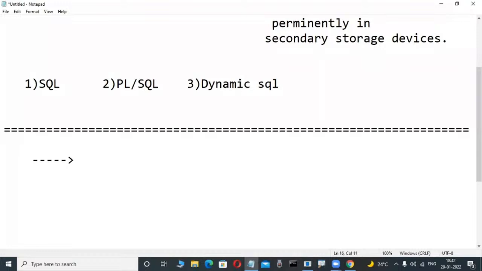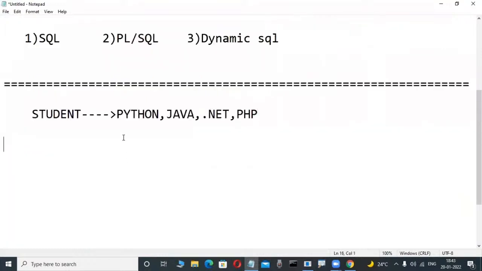First, from the student point of view, many students are learning front-end courses. Nowadays Python, Java, .NET, ASP.NET, PHP, these types of front-end, web-based applications they are learning. These persons are web-based application programmers. Web-based is also possible in Java or Python. On the project side, these programmers compulsorily need minimum knowledge of a database.